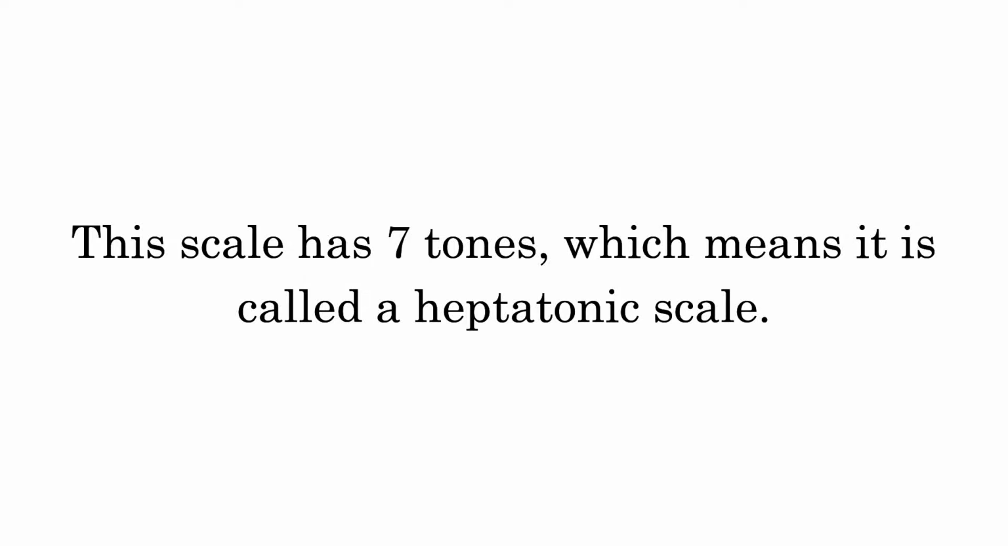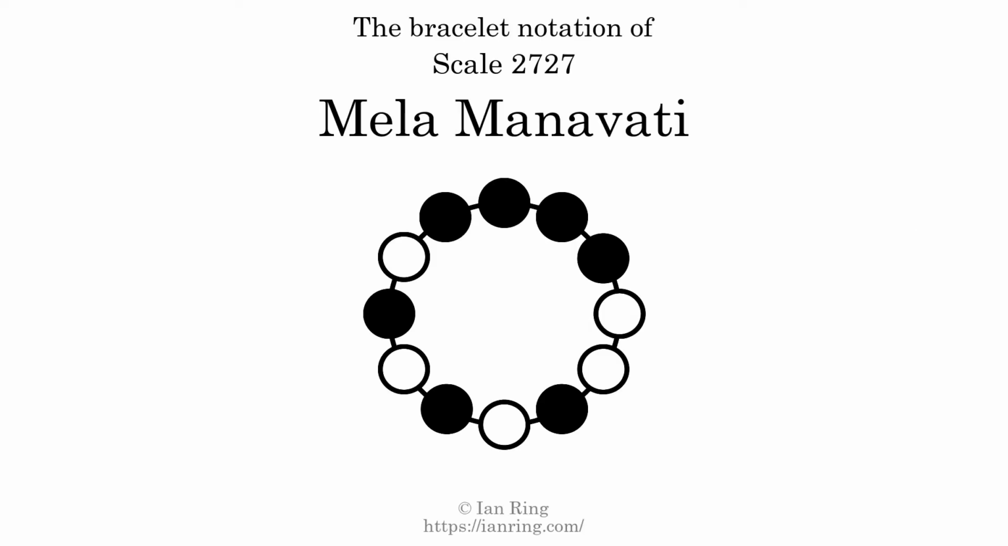This scale has 7 tones, which means it is called a heptatonic scale. This is a bracelet notation diagram of scale 2727. The shaded circles represent tones that appear in the scale, and they are read clockwise, starting at the top.